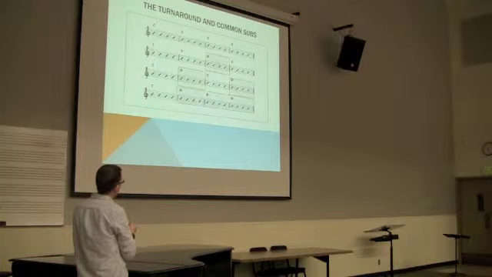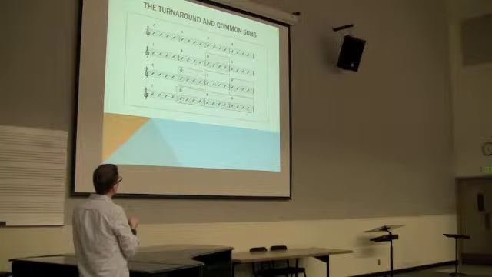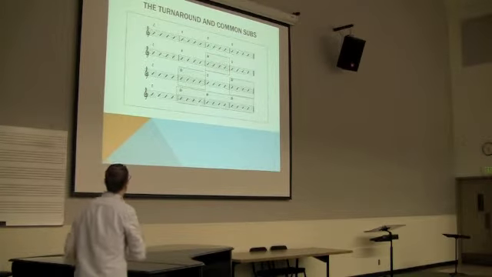But what I think the defining characteristic of the tritone is, especially in a turnaround, is it creates a chromatic movement in the groups. So you have C, A, A flat, G. We have that chromaticism between those three chords.